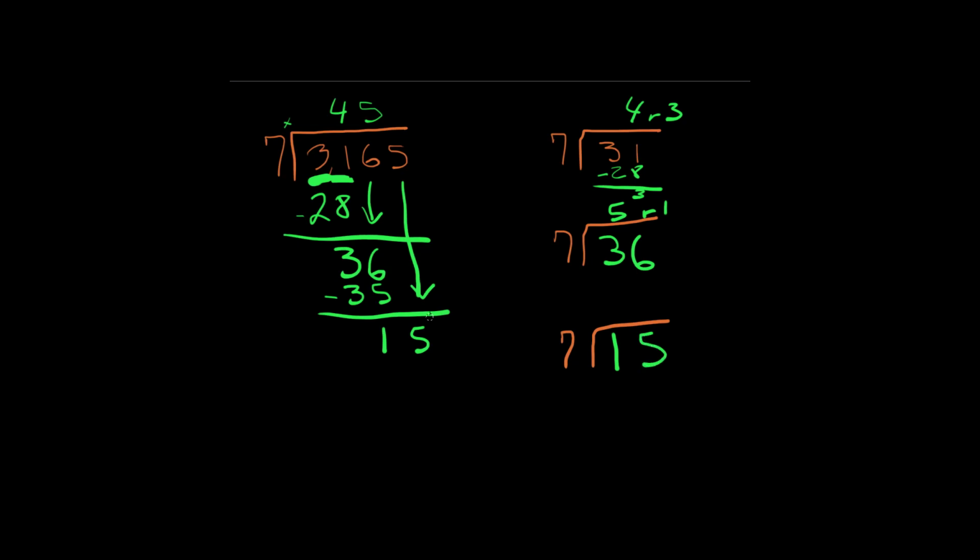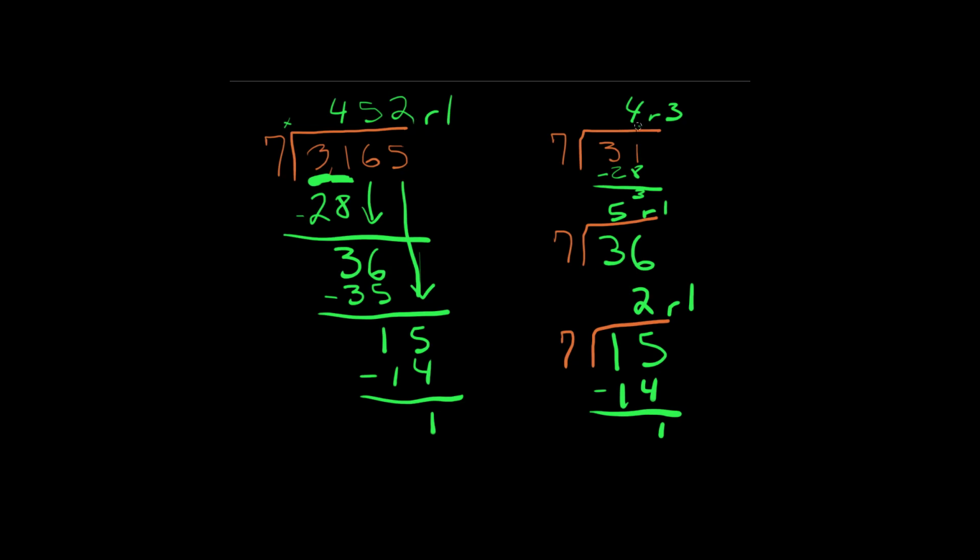All right, how many 7s can go into 15? 2. Okay, which is 14. Remainder 1. There's nothing else to bring down, so there's our final answer. So we're going to do that same thing here. We have 2 of those, which is 14, with remainder 1. All right, so our answer either way is 452, remainder 1.